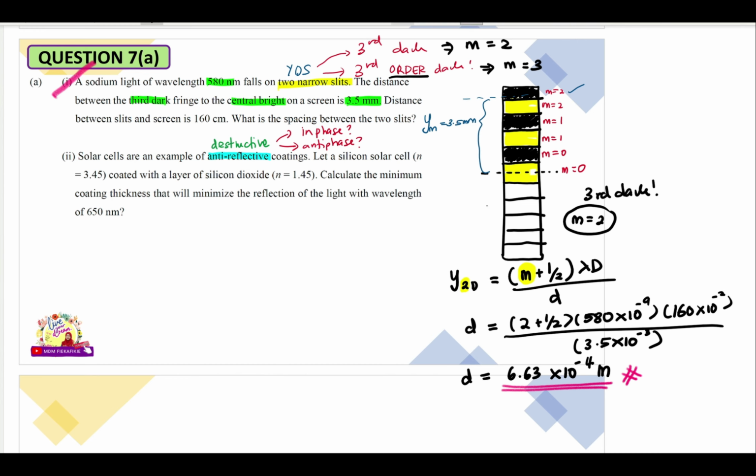Okay, ataupun medium. Okay, so sekarang let a silicon solar cell and this is 3.45. So, coated with a layer of silicon dioxide. Okay, maknanya kalau saya lukis, maknanya macam ini. Okay, ini saya punya layer.